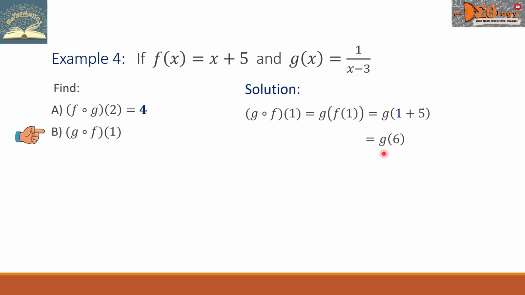Let's evaluate g of 6 using this g of x equals 1 over x minus 3. So we change this x by 6 to evaluate this g of 6. So we have 1 all over 6 minus 3. And in the denominator, the difference is 3. And we write 1/3 opposite problem B.